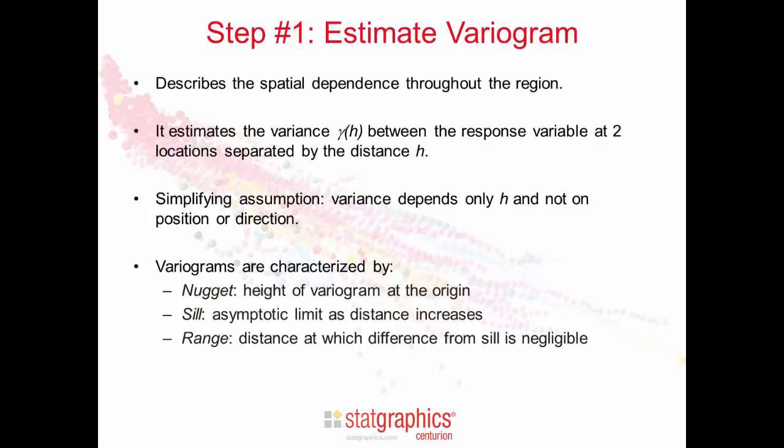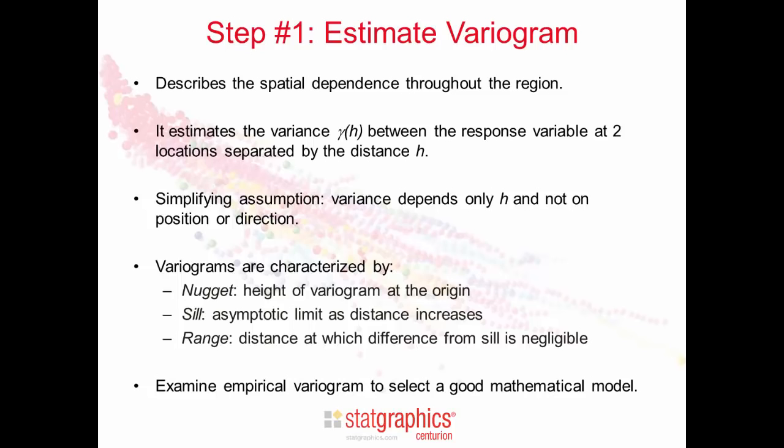Variograms have three characteristics. One is the nugget. That's the height of the variogram at the origin, h equals 0. The second is the sill, which is the asymptotic limit that the variogram approaches as the distance h increases. The third is the range. That's the distance at which the difference between the variogram and the sill becomes negligible. We will examine the empirical variogram, the variogram estimated from the data, to select a good mathematical model.